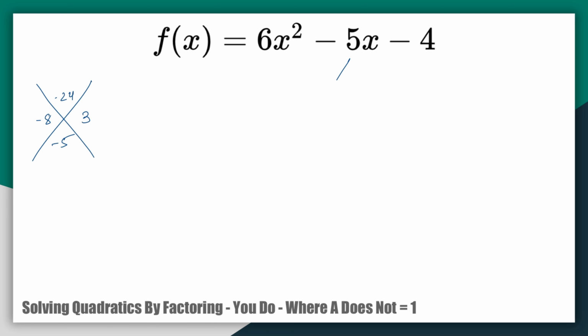Okay, so we use that to split the bx term. So we get 6x squared. Now I got to choose.